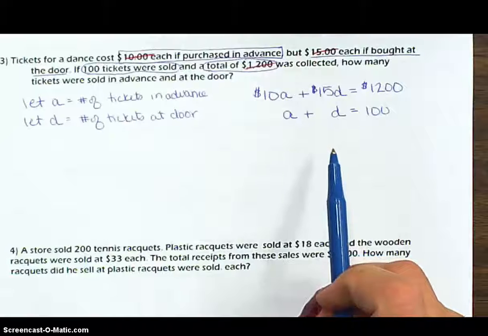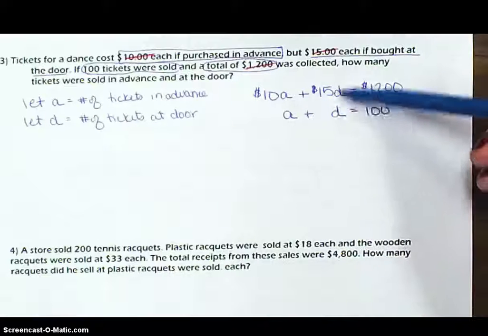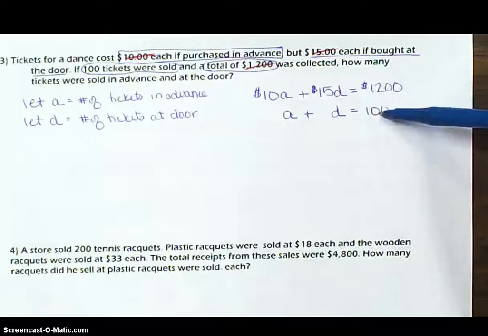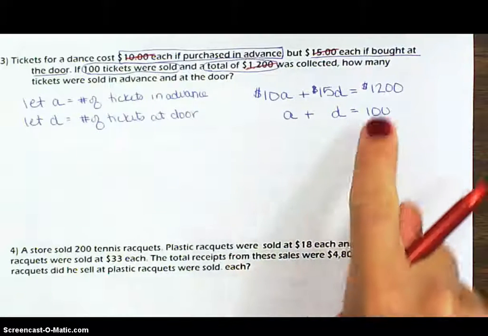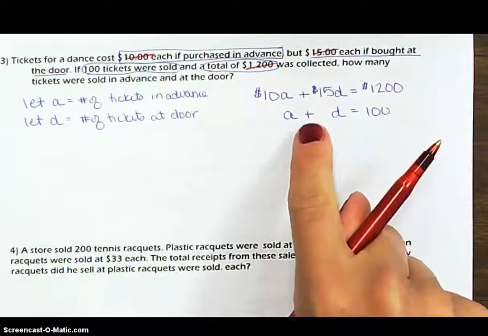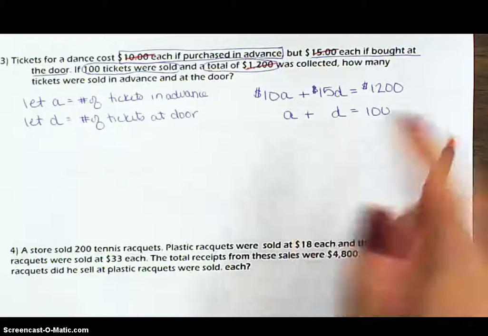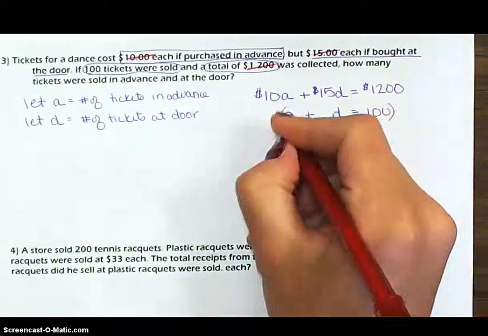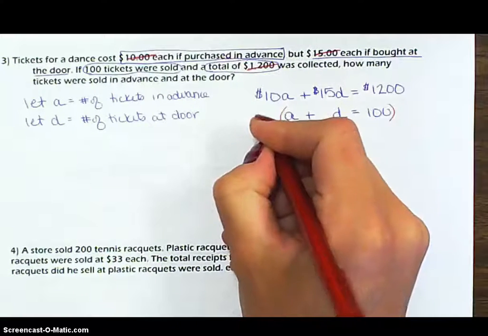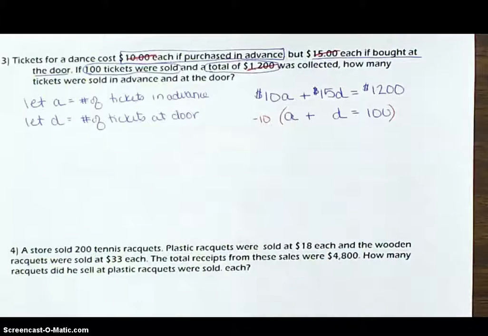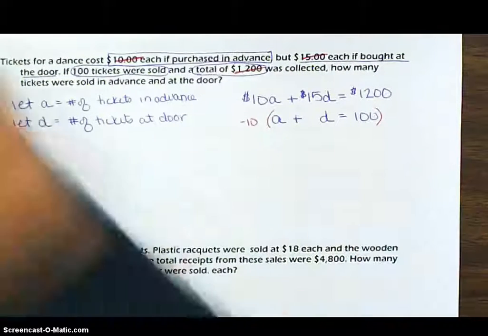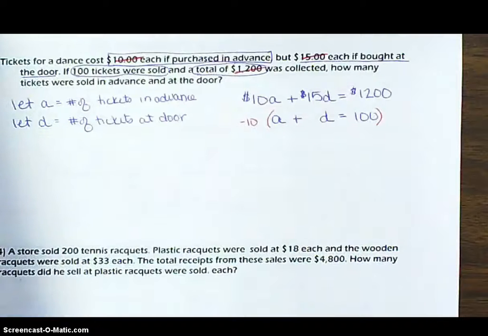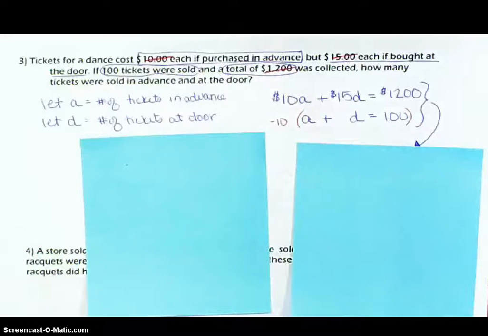Now if I take a look here, I notice my A's line up, my D's line up, my equals line up, and my money lines up, or my constants line up. So I'm going to solve this using elimination. I'm going to keep the first equation the same, and I'm going to take the second equation and multiply everything by -10, and that's going to eliminate my A's. Okay, so let's go ahead and I'm going to have you pause the video and solve this using elimination.